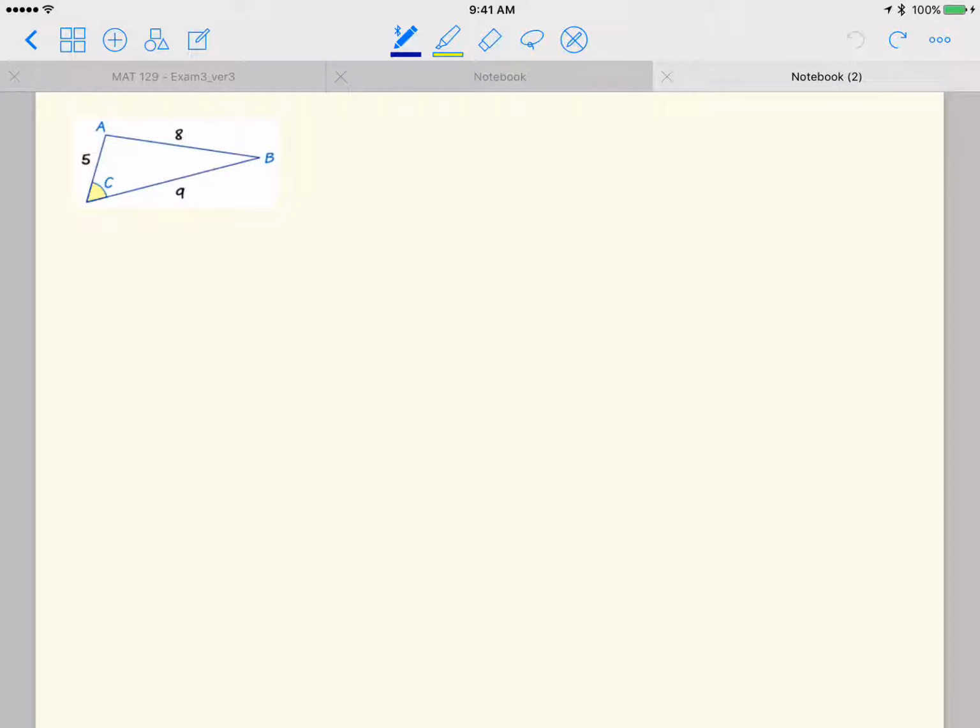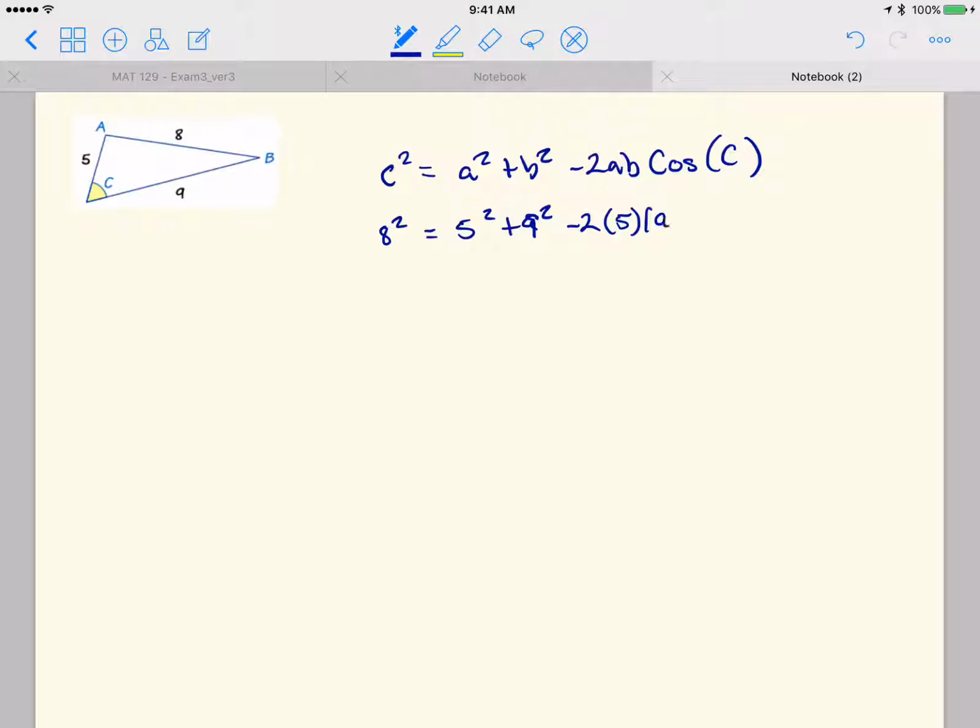Now, apparently, I want to find this angle C as it's labeled. So since I'm finding angle C, I'm going to use the c squared version of the formula. So c squared equals a squared plus b squared minus 2ab cosine of angle C. Now, be careful. 8 squared equals 5 squared plus 9 squared. I flipped those around, but order doesn't matter on those. So 5 times 9, times cosine of angle C. That's what I'm trying to find.